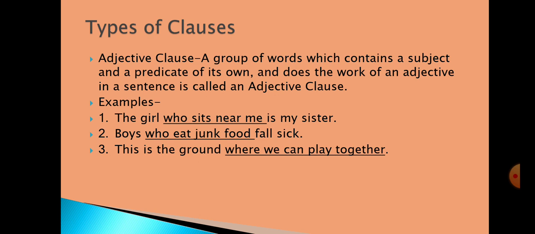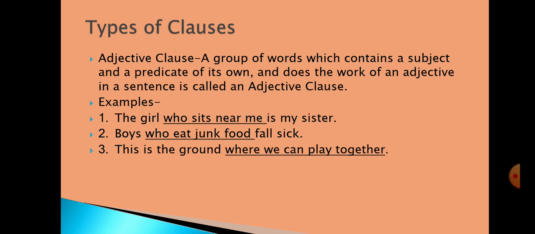Now look at the second statement: boys who eat junk food fall sick. Here, boys fall sick is an independent clause, and the underlined clause, who eat junk food, is a dependent clause. Its type is adjective clause, because the underlined part, who eat junk food, is providing us more information about the noun boys, and we know that an adjective is a word which gives us more information about the nouns.